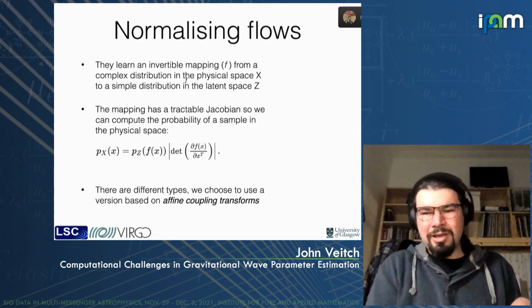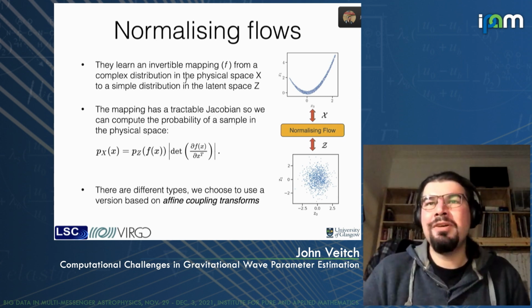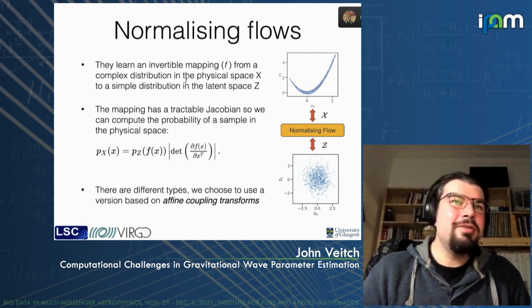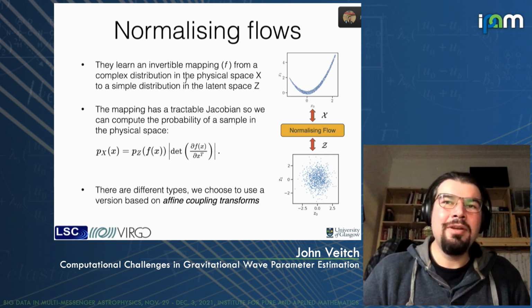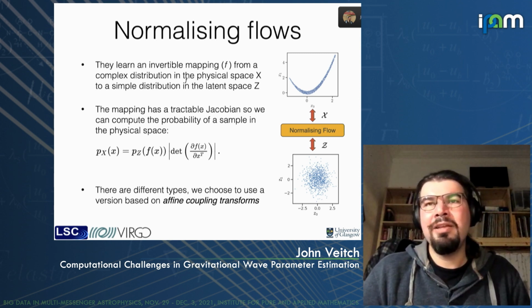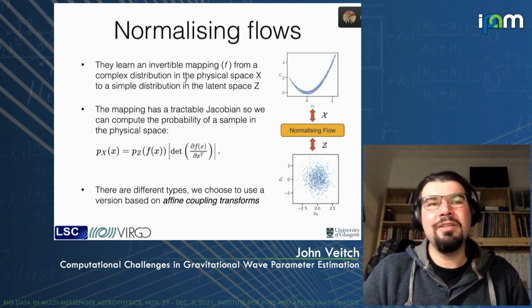So it's taking this banana in the parameter space and trying to squash it down into a nice circular distribution that's very easy to sample from. So if you can draw samples from a multivariate normal distribution, or even just a product of univariate normal distributions, then you can apply the inverse of the flow to get your samples back in the physical parameter space.